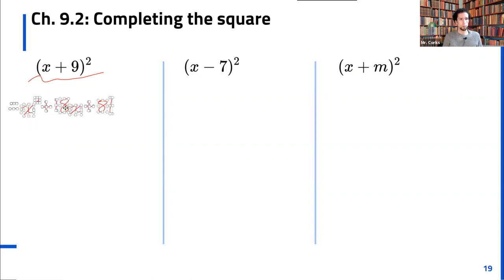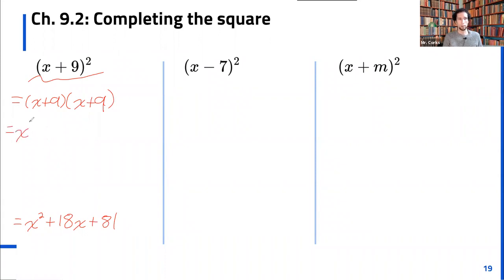Let's just throw in a few more steps here. So x plus 9 squared is x plus 9 times x plus 9. We are multiplying each thing on the left one times each thing on the right one. So x squared plus this x times this 9, 9x, plus this 9 times this x, 9x again, and then 9 times 9 gives us the 81, and then we see the 18 here.